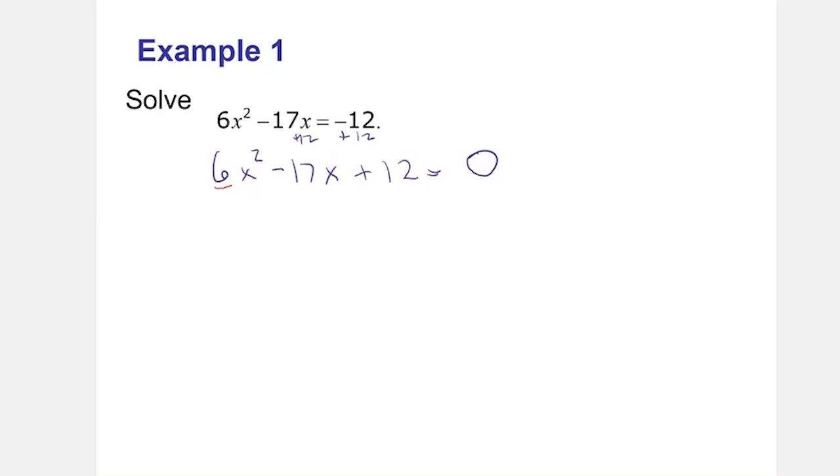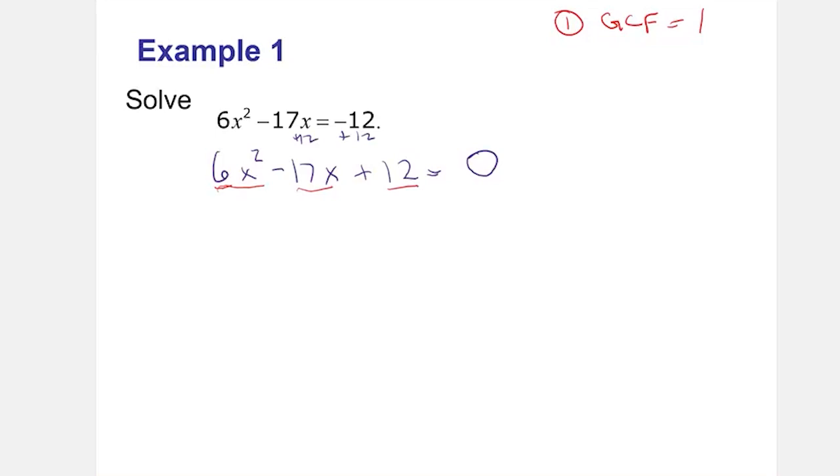So the first step is always look for a greatest common factor, okay? What that means is I look at my 6x squared, my 17x, and my 12. If I just had 6 and 12, I could factor out a 6. But since I have the 17, and 17 is not divisible by 6, not by 2, not by 3, it's actually a prime number, that means my greatest common factor really is just 1, because I can divide all of them by 1.